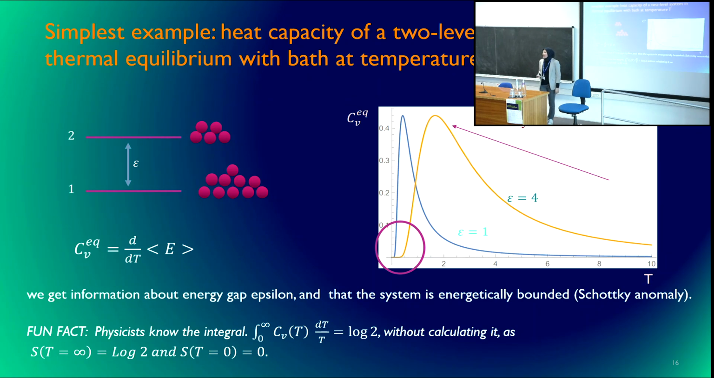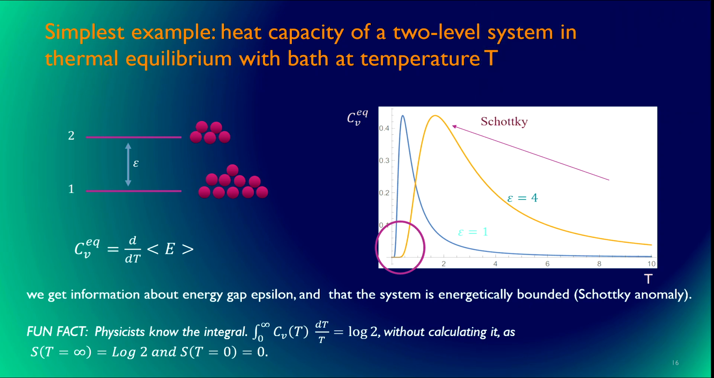Okay. Now I give you the simplest example that exists in equilibrium. Just a two-level system, with an energy gap epsilon. I have a particle jumping between these two levels. And I want to calculate the heat capacity of such a system. The only information that I have is that the energy gap is epsilon.